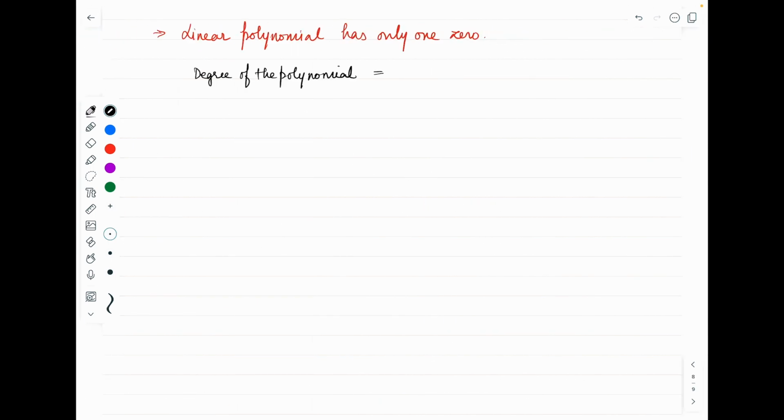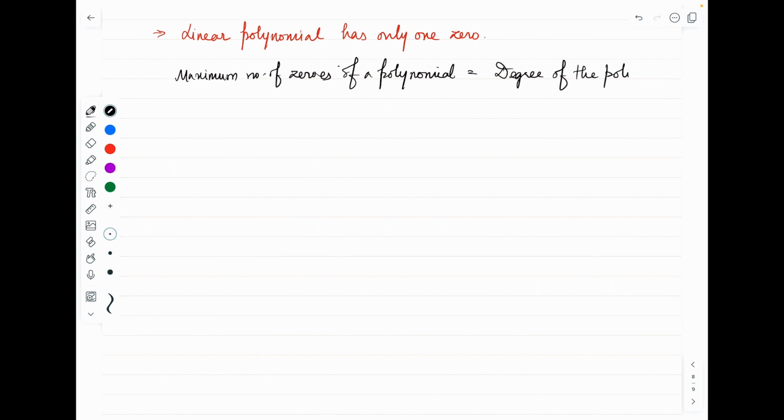Degree of the polynomial, or you write it like this. See, on the opposite side you do: maximum number of zeros of a polynomial equals the degree of the polynomial. Are you getting it? What I am telling you is that the maximum number of zeros is about the degree of the polynomial.